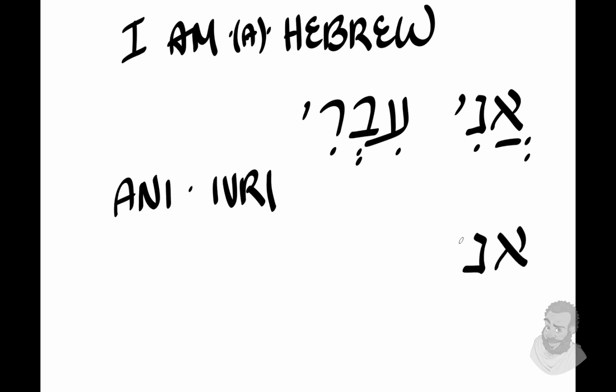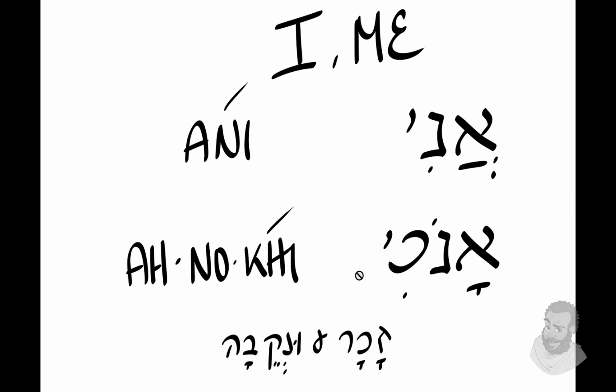I'm gonna write it without the nikudot. Ani Ivri. That's one way of saying it. Okay? Now to go back here, Anochi is the oldest way of saying I or me. At least known. Anochi is older.